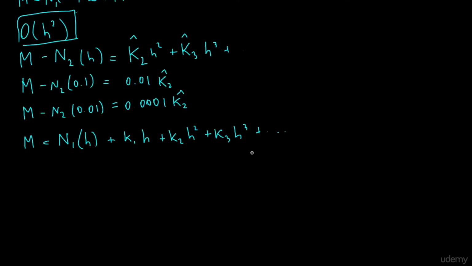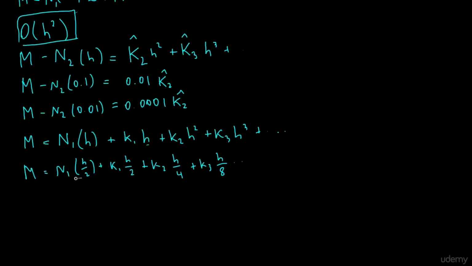This formula is assumed to hold for all positive values of h. So we can actually replace the parameter h by half its value, for example, and then we have a second O of h approximation. So we have something like the following: m equals N1 of h over 2, plus k1 h over 2 plus k2 h squared over 4 plus k3 h cubed over 8, and so on.